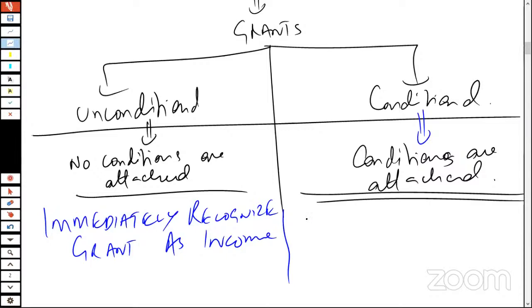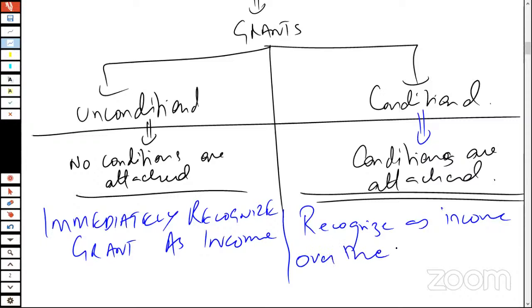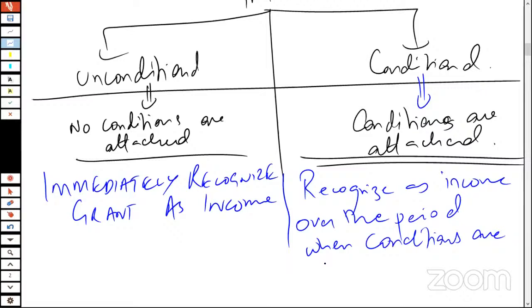And with respect to the conditional grant, we recognize it as income over the period when the conditions are met. So over the period when the conditions are met, you recognize this grant as an income.